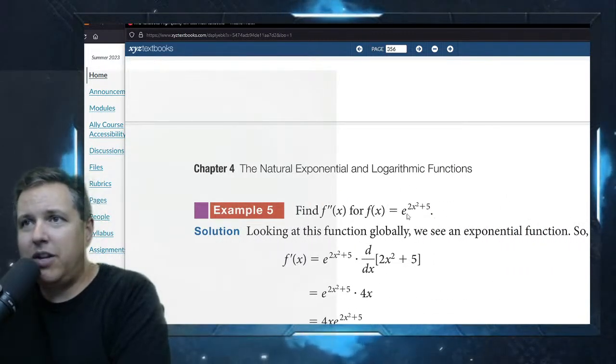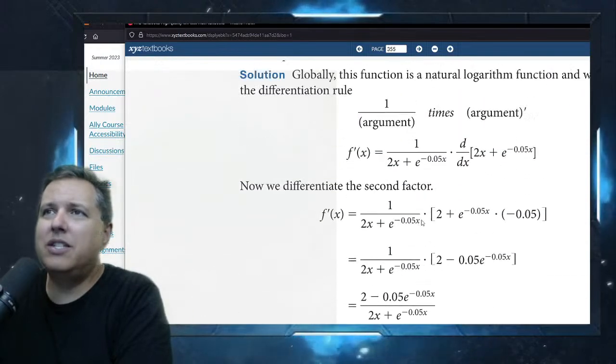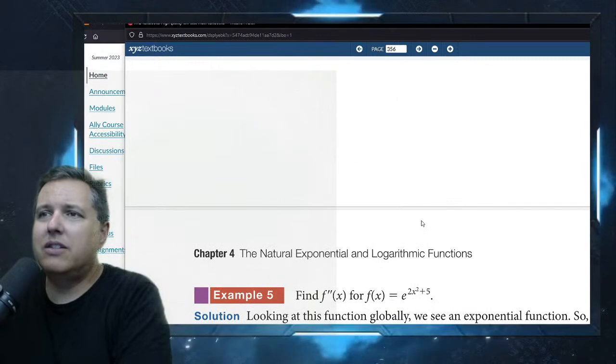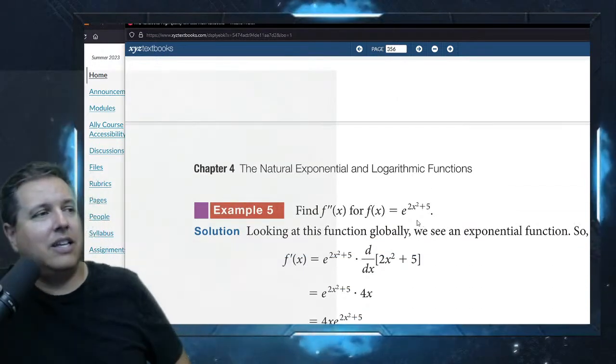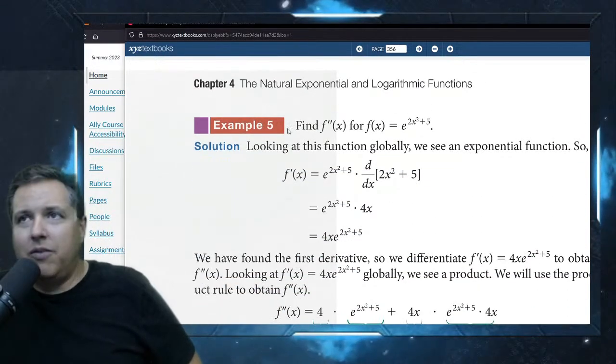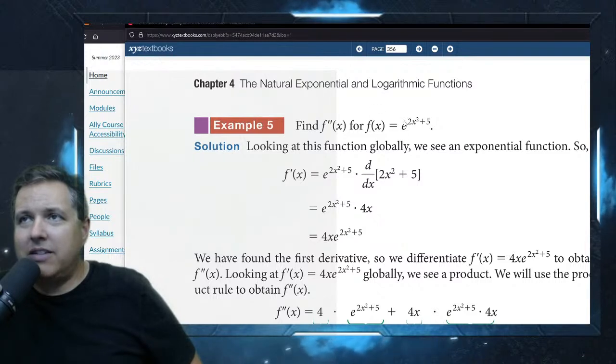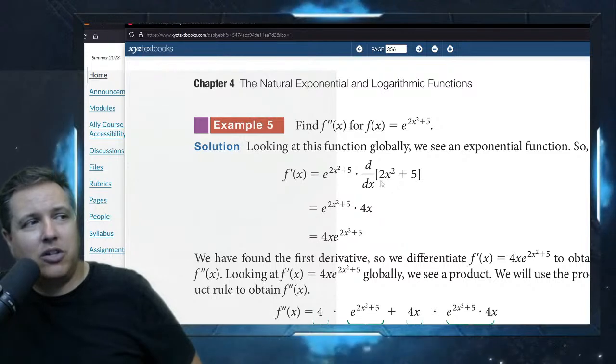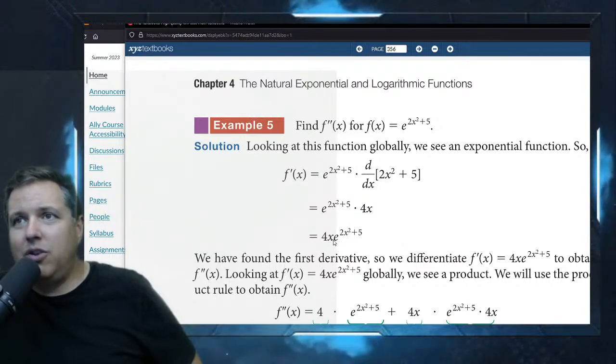For your first derivative, is this the same one we just did? E to the 3x squared plus 5x. Nope, I guess they changed it slightly. So we want to find the second derivative, where f of x is e to the 2x squared plus 5. You take the derivative of that, and you get e to the 2x squared plus 5 times the derivative of the inner function. The derivative of the inner function is just 4x, so you get 4x e to the 2x squared plus 5.